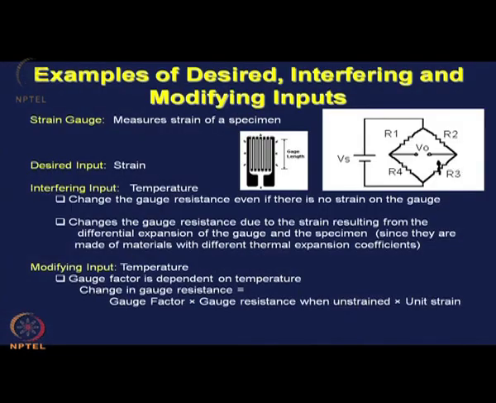Let us take still another example. Let us take an example of a strain gauge. A strain gauge is a device which measures the strain of a specimen.